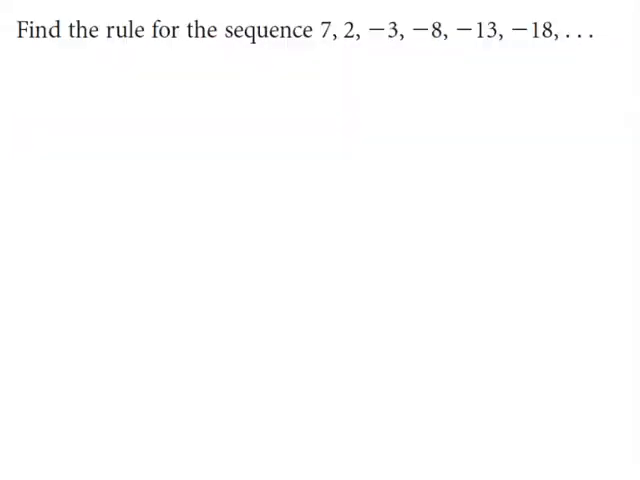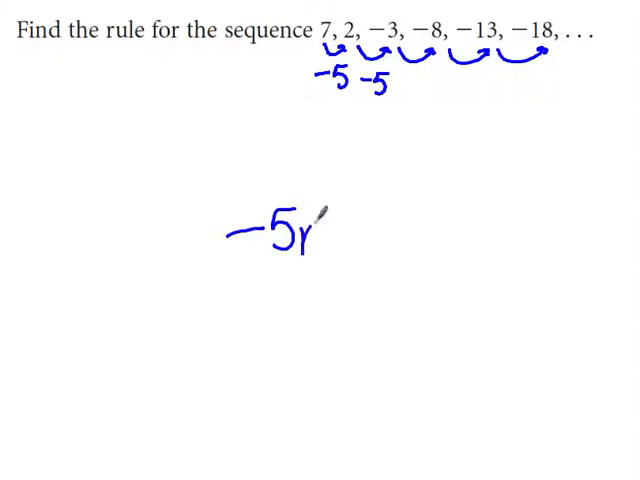Okay, let's go ahead and look at another one. Now this one isn't in a chart, but we still do the same thing. So I'm going to look for my difference between terms. So what am I doing between each of these terms? I'm subtracting 5. So how do I start my expression? Negative 5n. Negative 5n. Now I need to think.